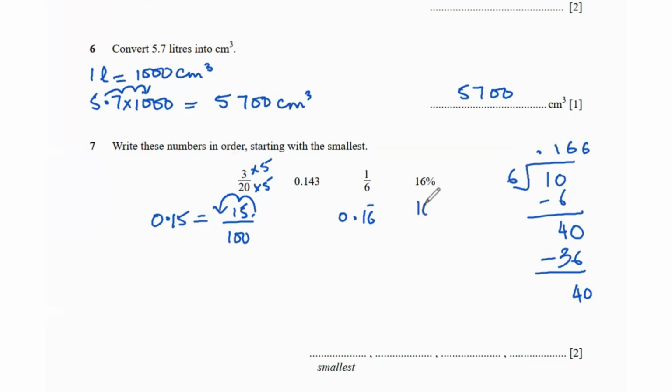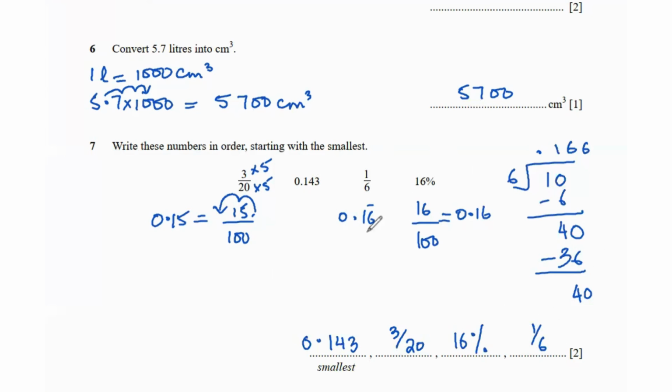16% once again is going to be 16 over 100, which is the same as 0.16. Now, if we compare these, we can see that the smallest over here is 0.143. Then we have 0.15, which is 3 over 20. Then we have 0.16, which is 16%. And lastly, 0.16 recurring, which is 1 over 6.